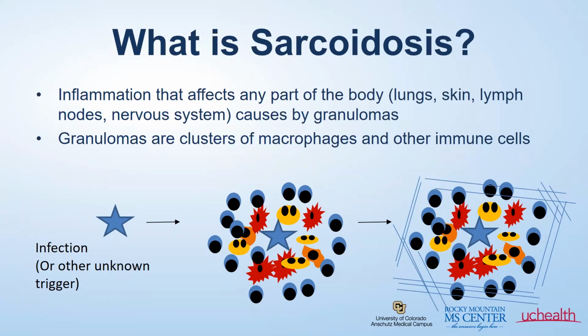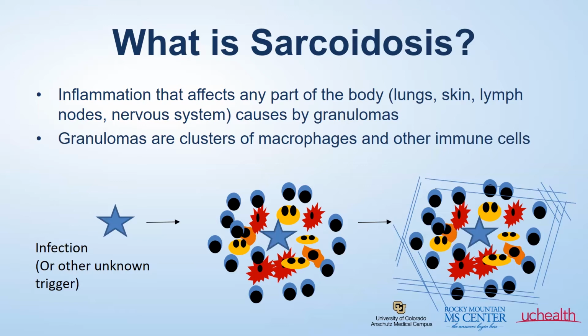This is an inflammatory disease that can affect any part of the body, most commonly the lungs, but it can involve the skin, eyes, heart, lymph nodes, joints, as well as the nervous system. The inflammation results in granulomas, or clusters of white blood cells that include macrophages and other types of immune cells that form and deposit in various areas of the body. Granulomas can be formed by an infection, with the most notorious example being tuberculosis, but can also be formed due to an unknown trigger, such as sarcoid.